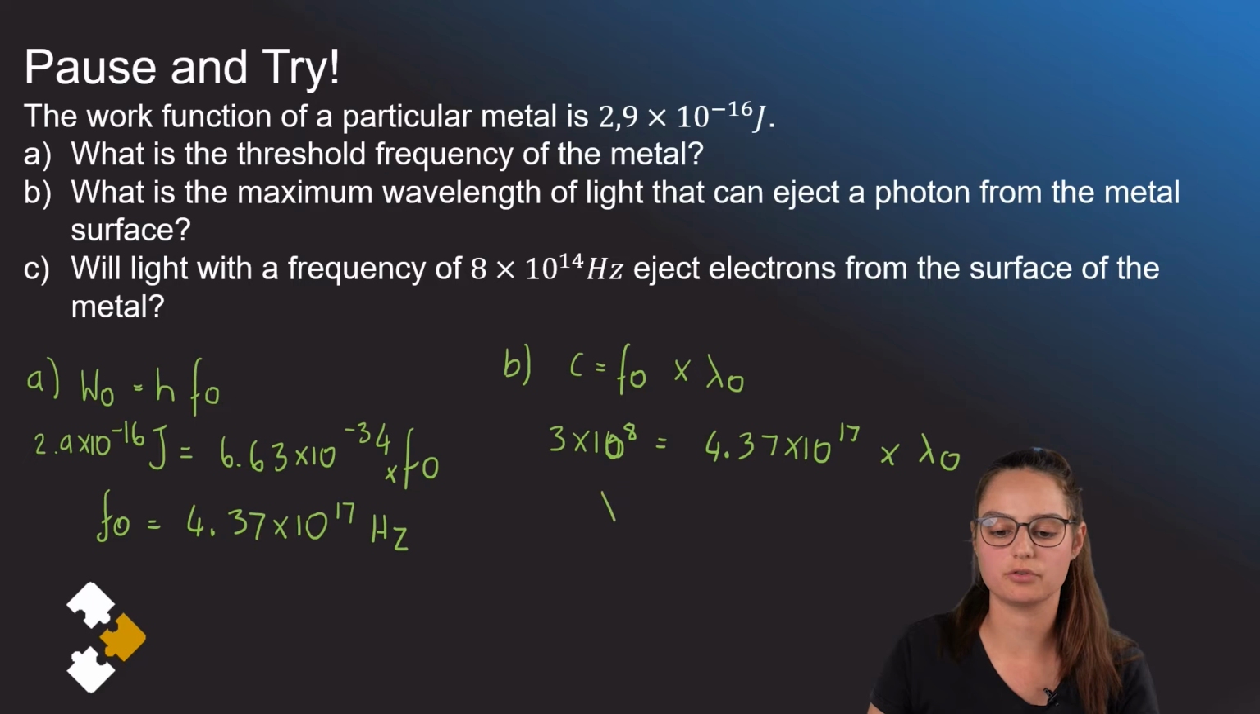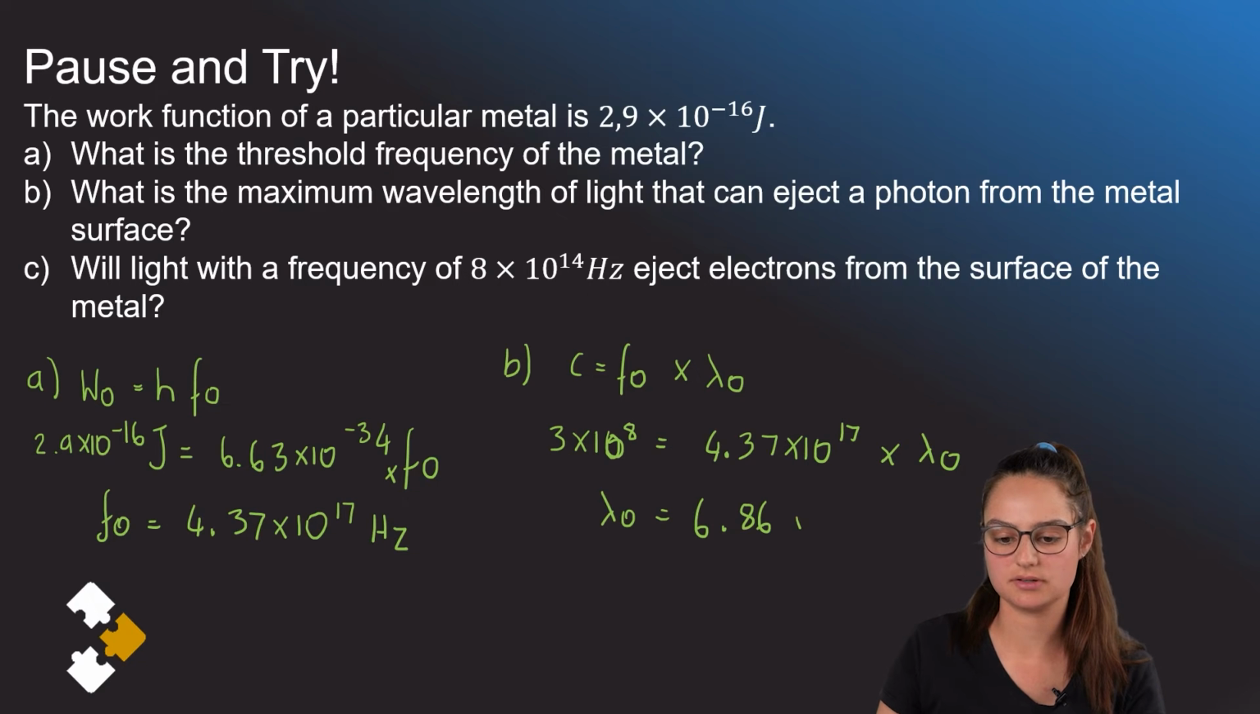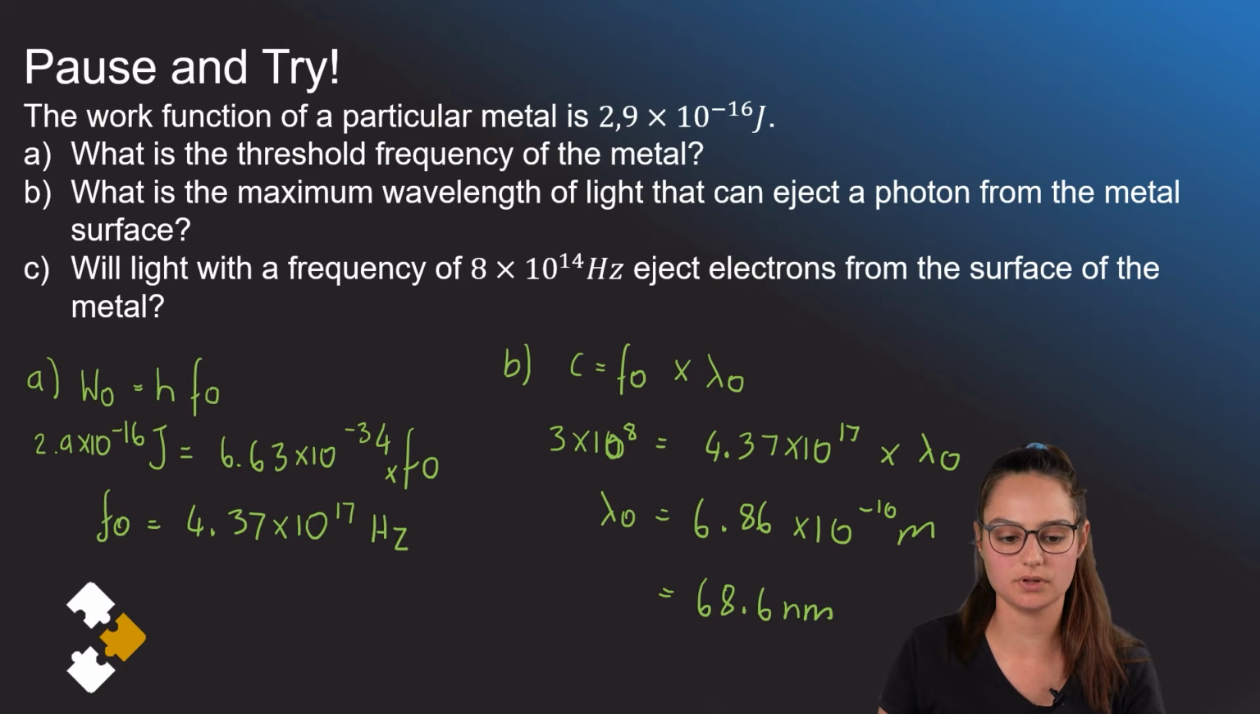If you do a little bit of rearranging, you should get that your wavelength is equal to 6.86 times 10 to the negative 10 meters. If you convert that to nanometers, it would be 68.6 nanometers. And that is our wavelength.